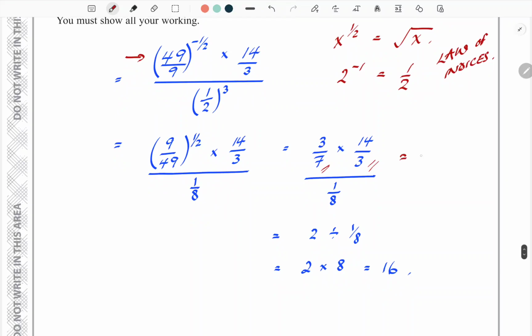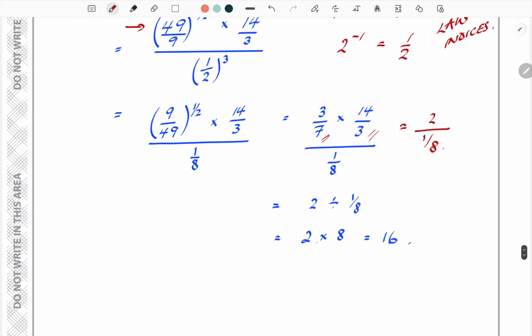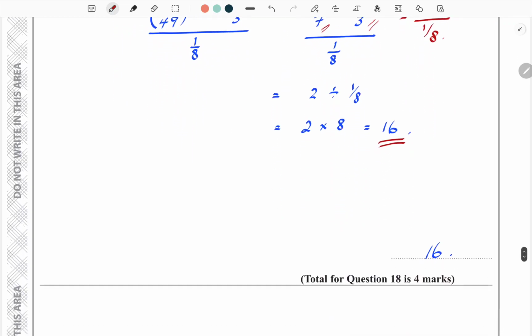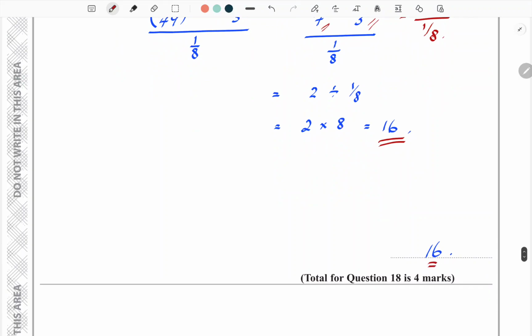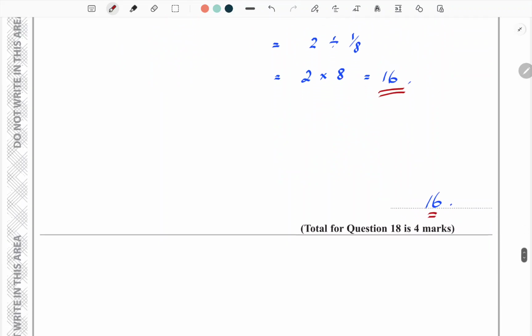So all of that is 2 over 1/8. And so 2 divided by 1/8 is the same as 2 times, flip the 1/8 upside down, becomes 8, and that's 16. So it's not actually as bad as you think, but you need to know your index laws.